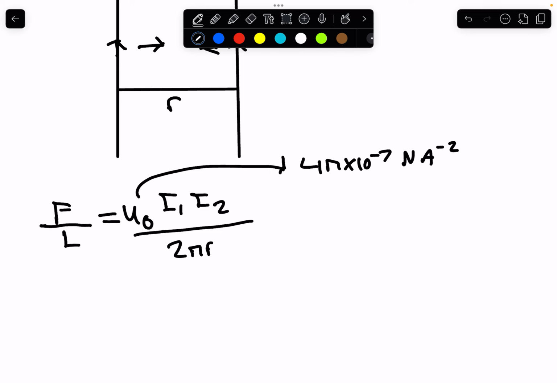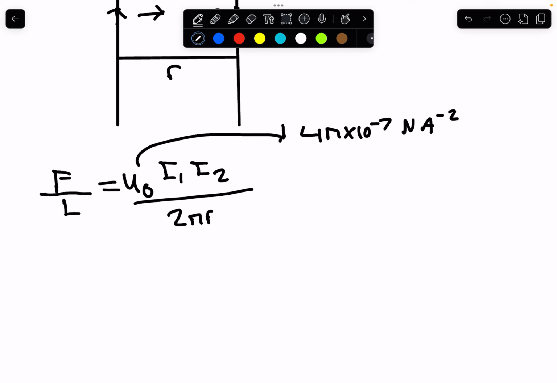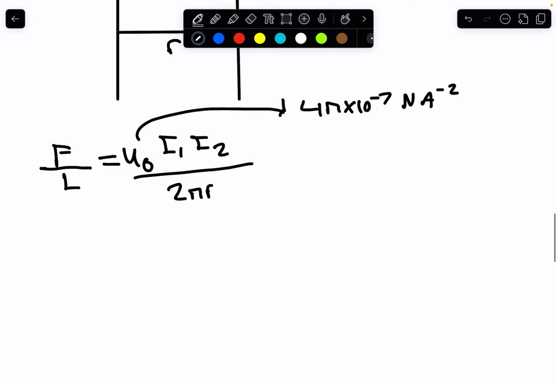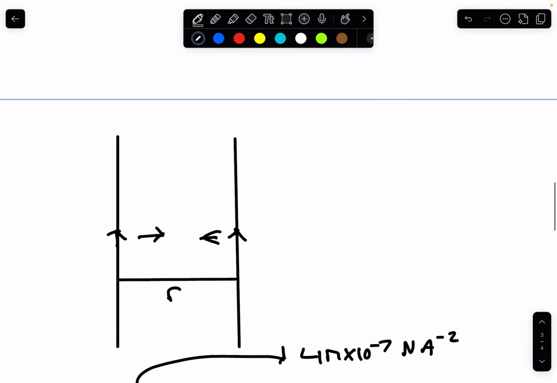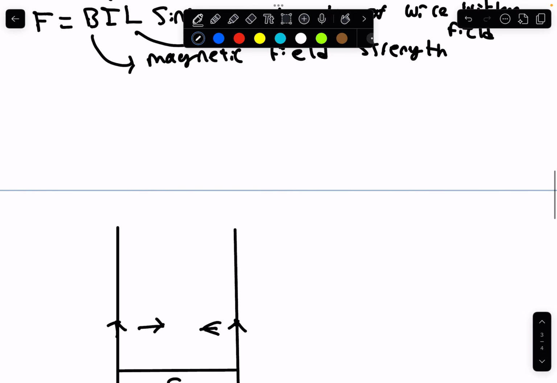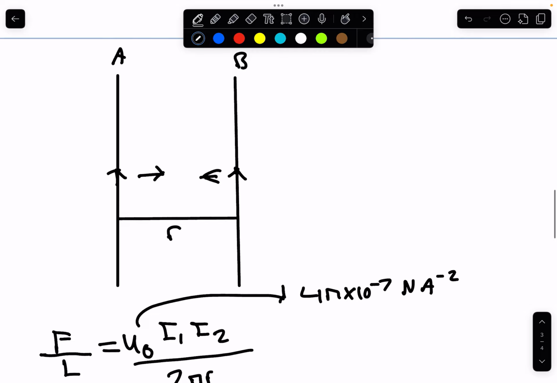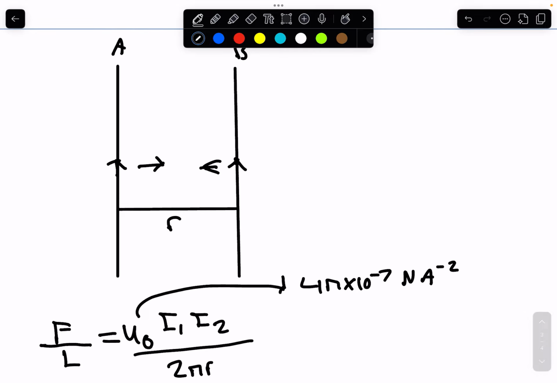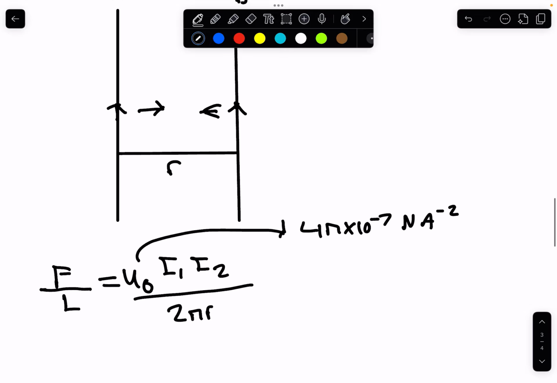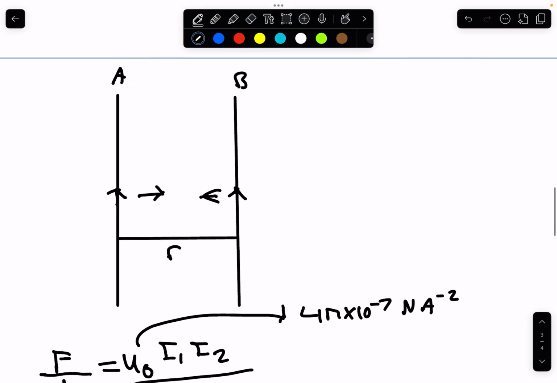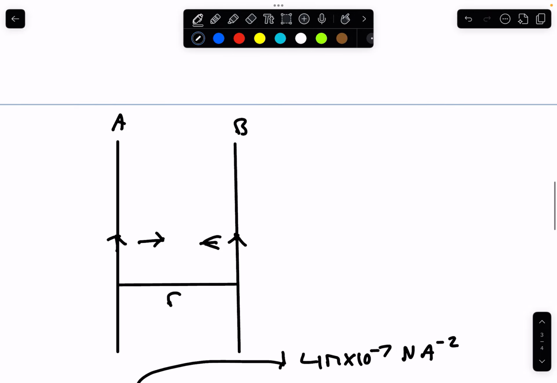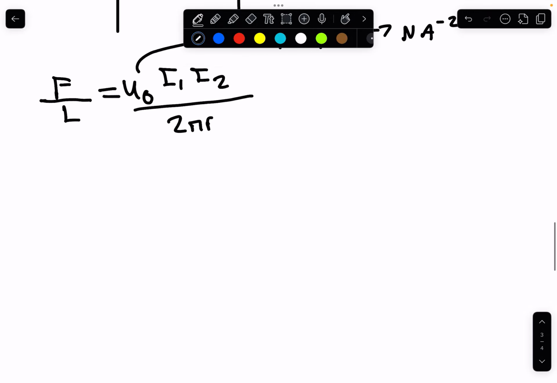And these are the currents, and this is the force. But a question that often comes up in exams is: if wire A applies a force of 10 newtons on wire B, and the current in wire A is, for example, double that of wire B, and they give you values and the distance, what is the force that wire B applies on wire A?